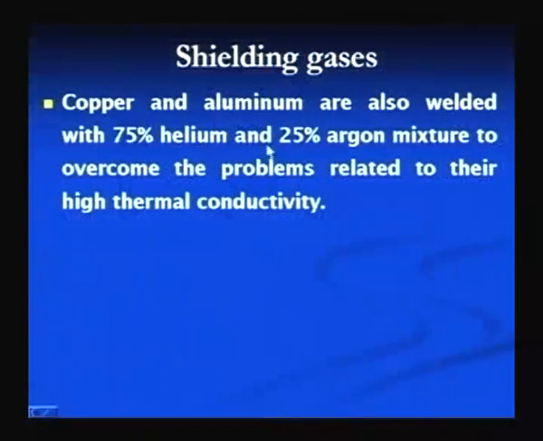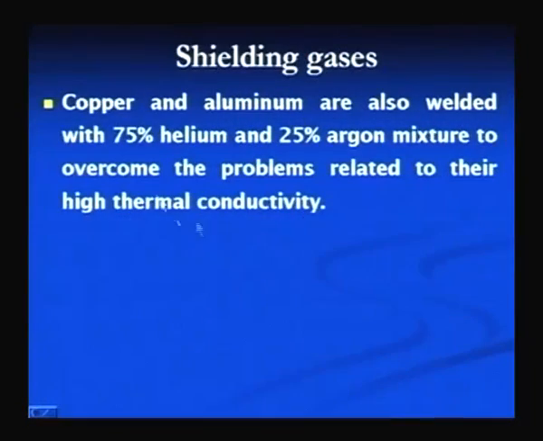So, the presence of both, like 75% helium and 25% argon mixture, helps to overcome the problems related to the high thermal conductivity of aluminum and copper, because if the thermal conductivity of the base metal is very high, heat will be immediately transferred away from the weld area to the base metal, and melting of the base metal or the faying surfaces may become difficult. So, if a mixture of helium and argon is used, helium will effectively transfer the heat generated from the arc to the base metal and will help to melt the base metal effectively, even if it is in the form of copper or aluminum, which have high thermal conductivity.